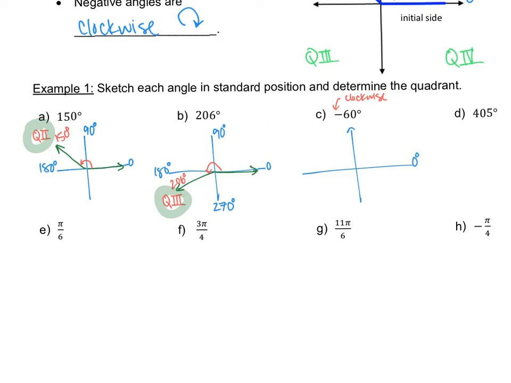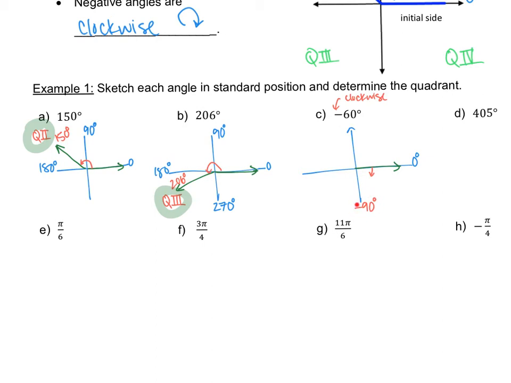Let me just first draw my initial side. So here's my initial side, and I have to go this way. Well, I only have to go 60 degrees. If I were to go to this line right here, instead of it being 270, because I went clockwise, this is actually negative 90 degrees instead of 270. Does that kind of make sense? Because I'm going in this direction, which is 90 degrees worth, but because I'm going clockwise, this is going to be a negative 90.